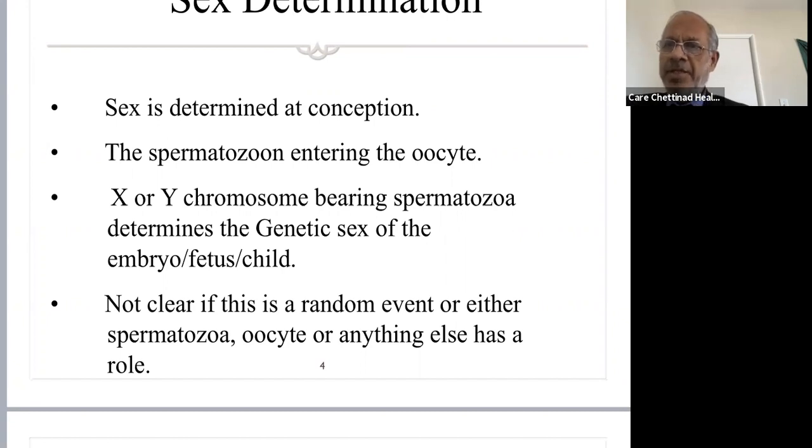It is not clear at this point in time if this is a random event or either the spermatozoa or the oocyte or anything else has a role in determining which spermatozoa enters the oocyte.